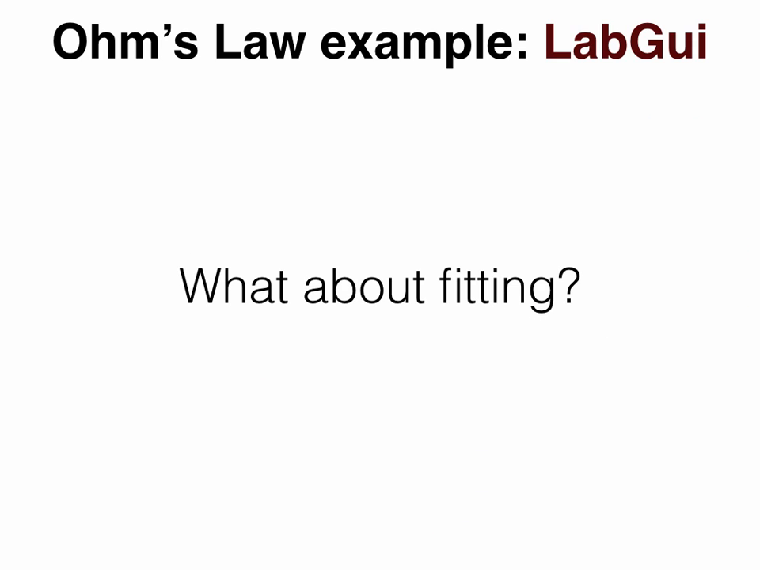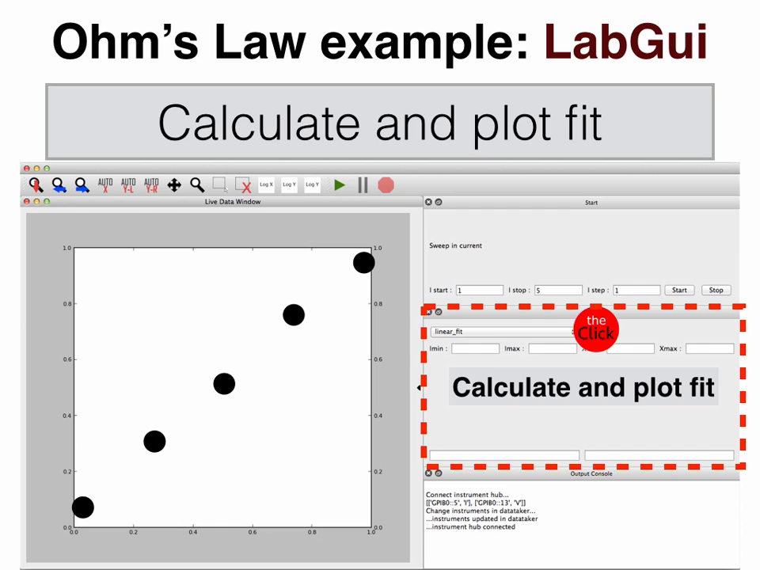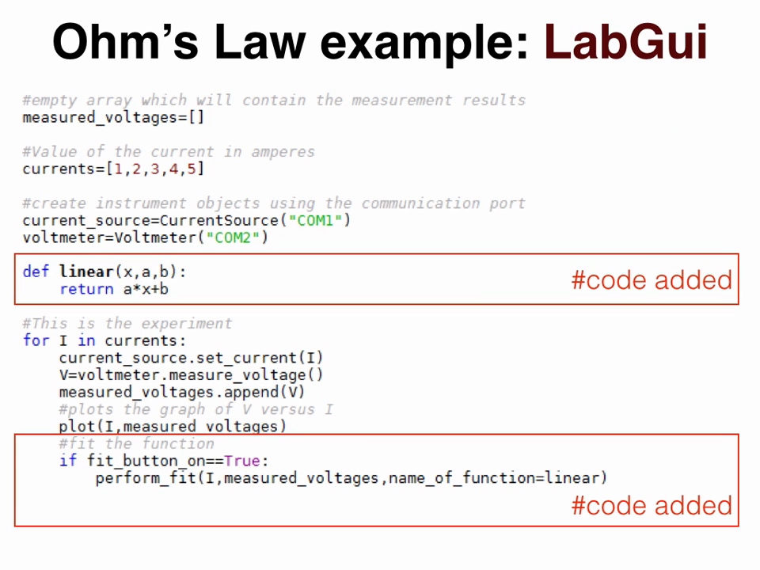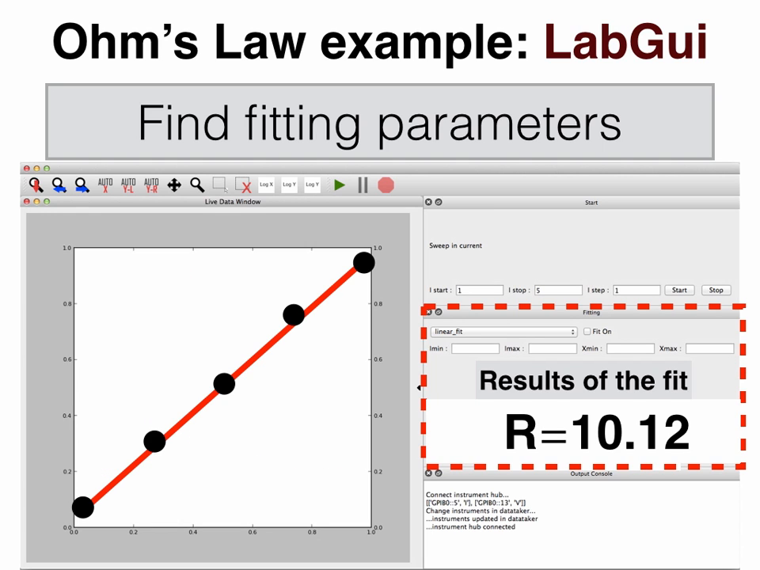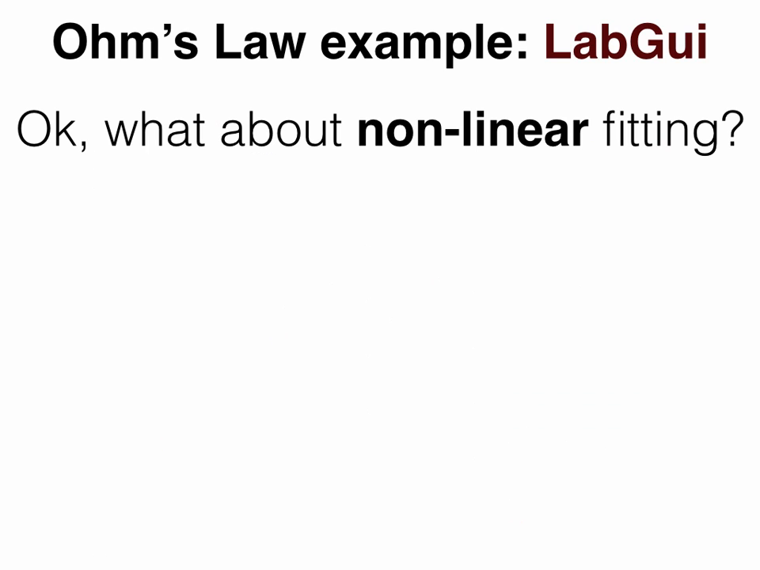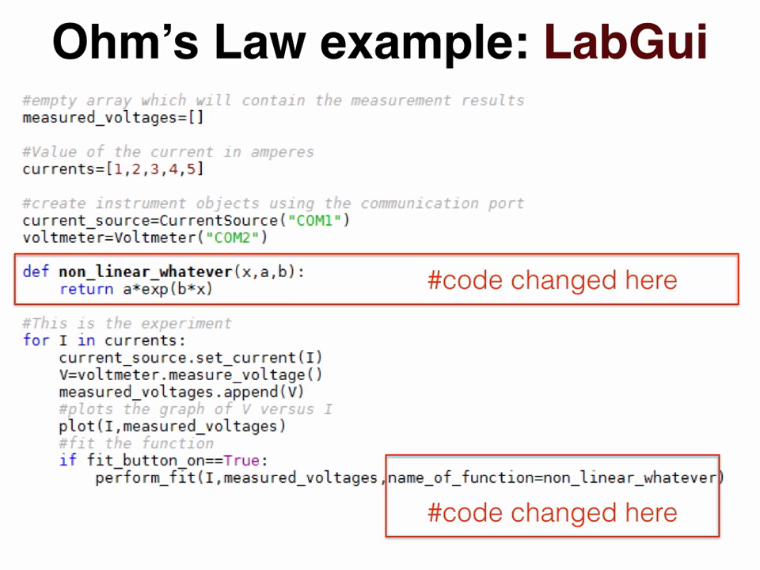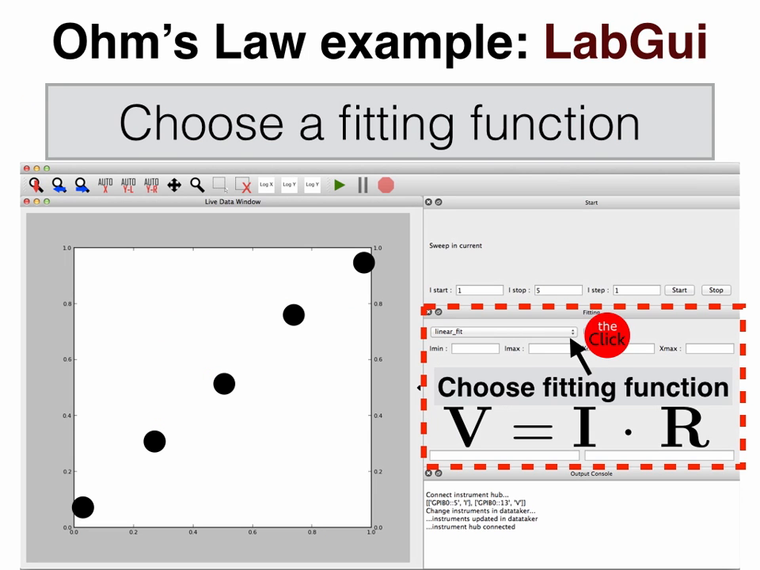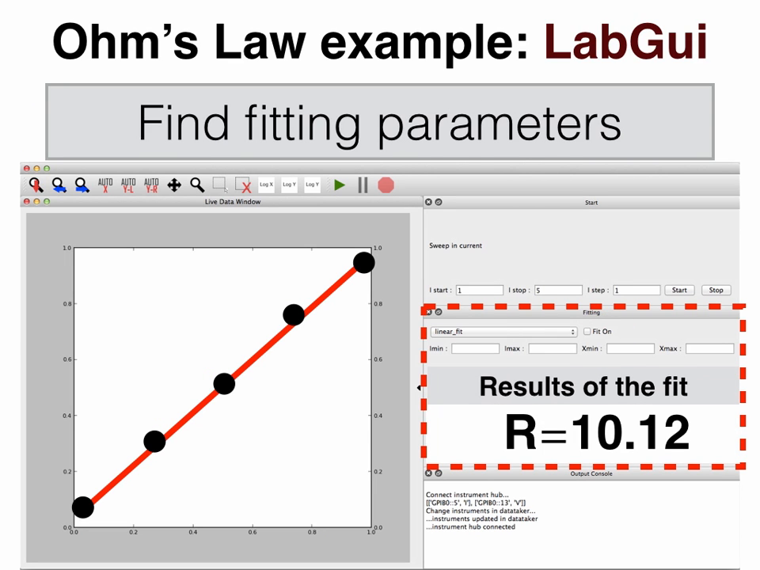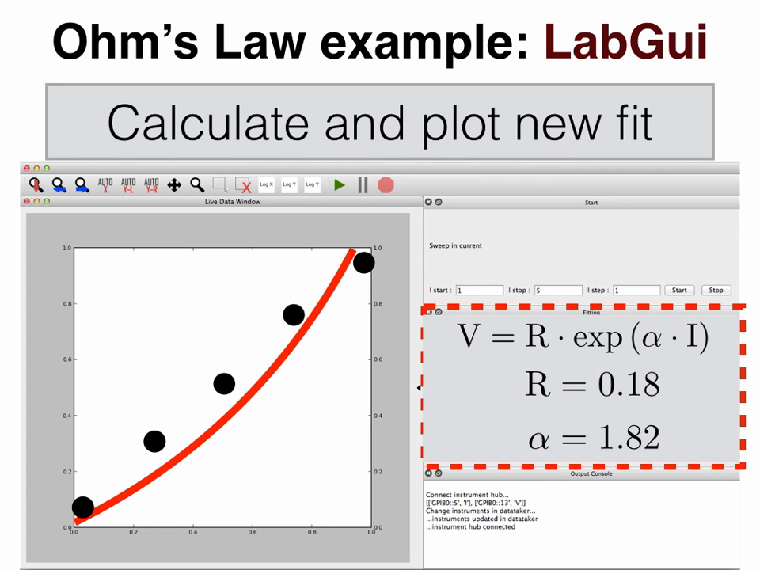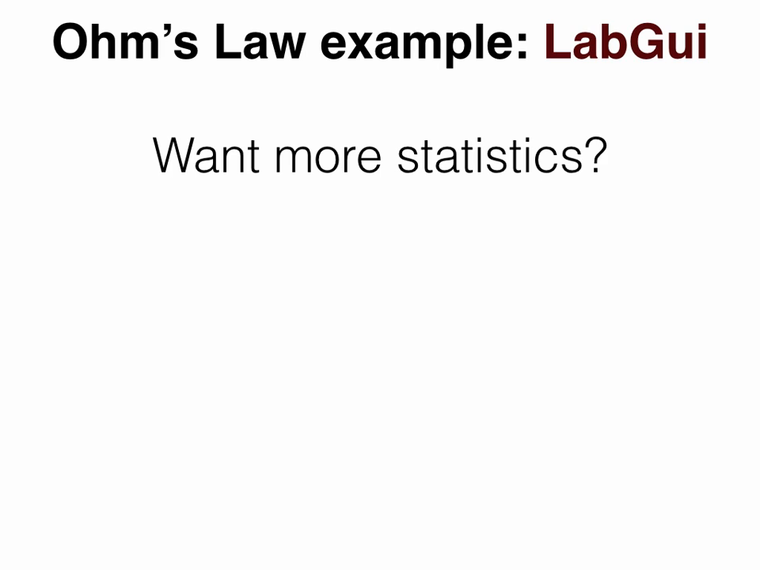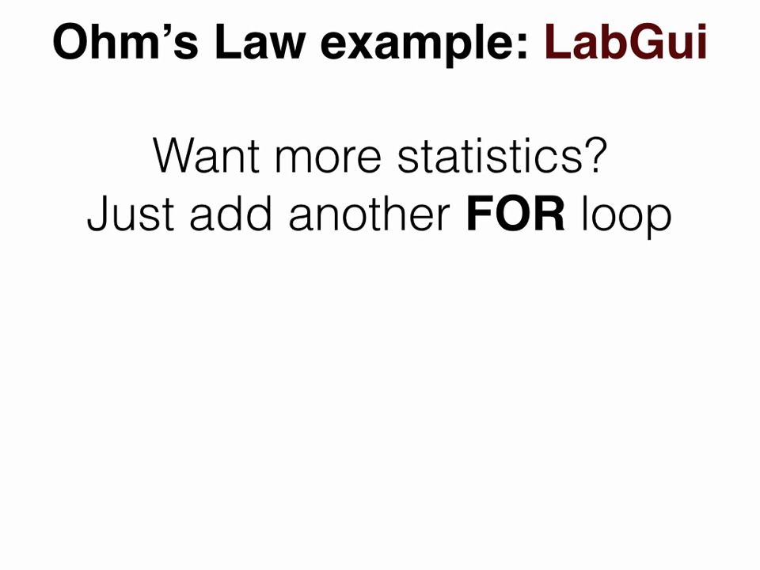What about fitting the slope to get the resistance? The data are already on your computer. You can run a fit procedure on them with a simple click and get the fit parameters. What about nonlinear fitting? You can fit any function on your data. Select the function you would like to fit, click, and see the result. If Ohm's law had this complicated form, this would be the result. If you want to repeat the same experiment more than once to get better statistics, it is easy. Simply add another for loop.